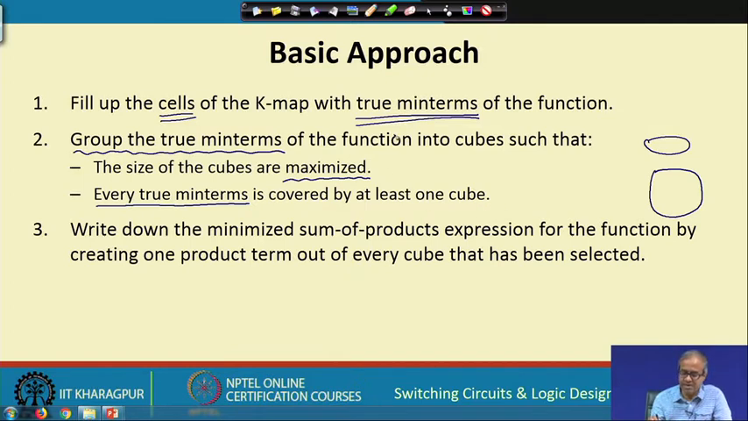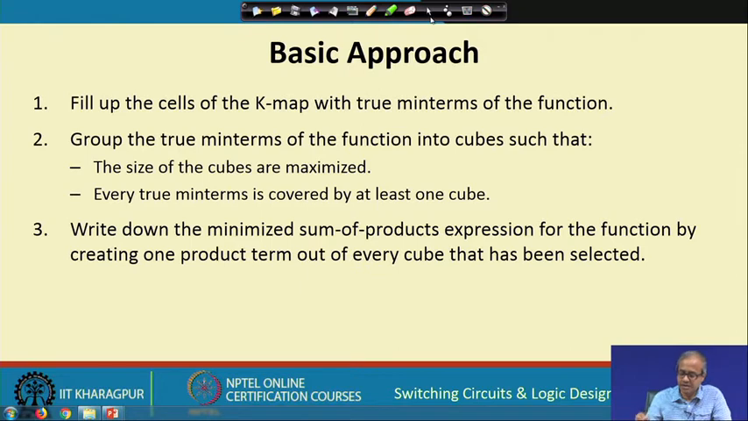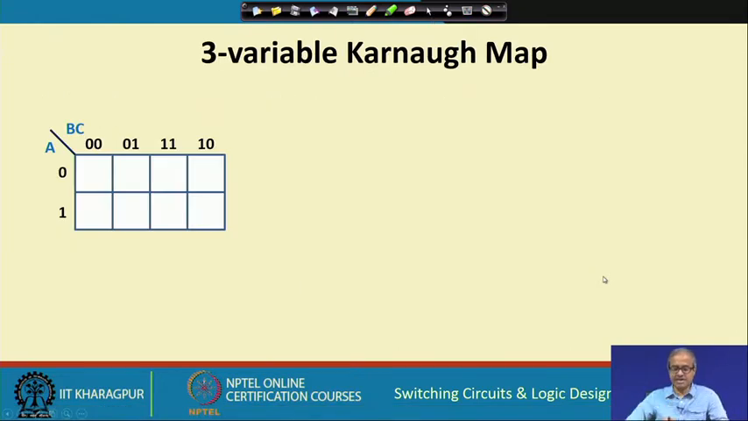Once we have done that, every cube will correspond to a product term. We create one product term out of every cube. So, once we have grouped the true minterms into cubes, every cube corresponds to one product term, and what we get will be the minimized sum of products expression for the given function. This is the basic approach behind the Karnaugh map method. Let us take a simple example to start with. We consider 3 variable functions to start with. Later on we shall be extending it to 4 variables and see how it looks.